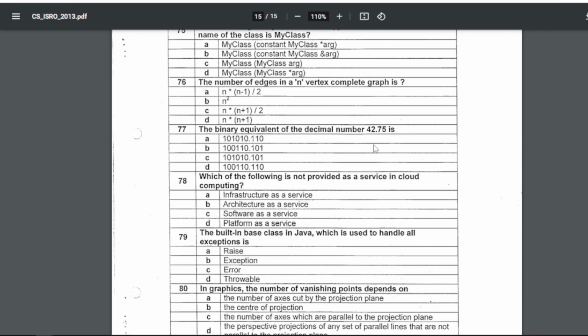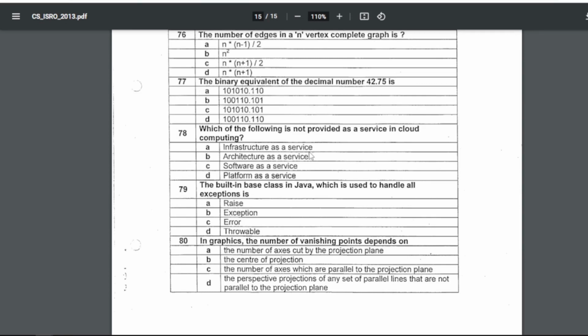Question number 77: the binary equivalent of the decimal number 42.75 is what? So for 77 our answer will be A, right? This expression will be our answer, because you have to convert 42.75 base 10 to base 2. So what you will do is write each bit for every value. This way you will get the answer.